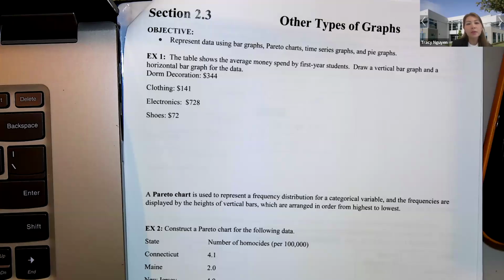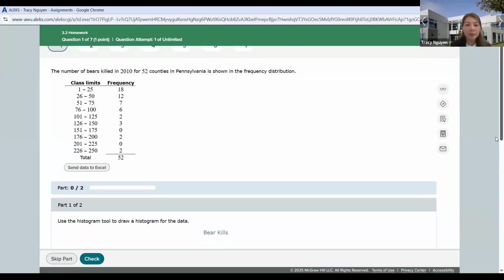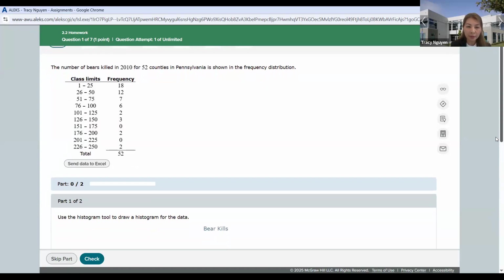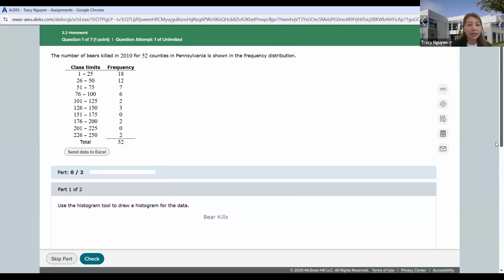Okay, so this is your first question in section 2.2. What we're given here, the number of bears killed in 2010 for 52 counties in Pennsylvania is shown in the frequency distribution. So we have the class limits given along with the frequency, and we also have the total frequency is 52. Now, part A, we're asked to draw the histogram.